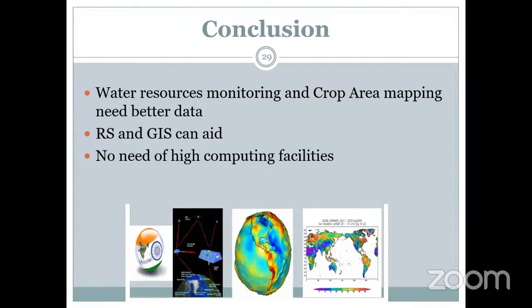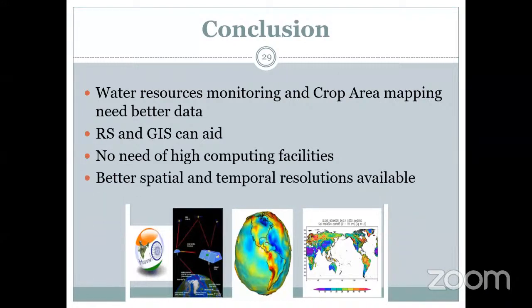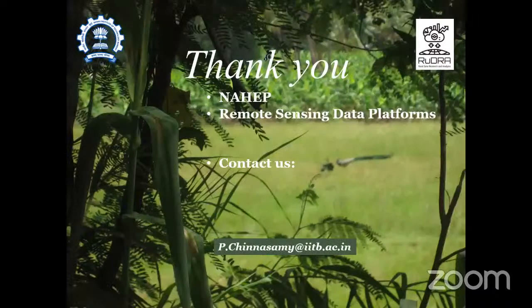All you need to do is just code. Very simple four-line codes. And even the codes, if you Google forums, they'll give you the codes. I don't know how to code. I just type that I want a chart, and the chart will come up. Better spatial and temporal resolutions are available, because your government data is coming in monthly, whereas this remote sensing data is coming in weekly and bi-weekly applications. So with this, I'd like to thank everyone. I'll take questions. Thank you.